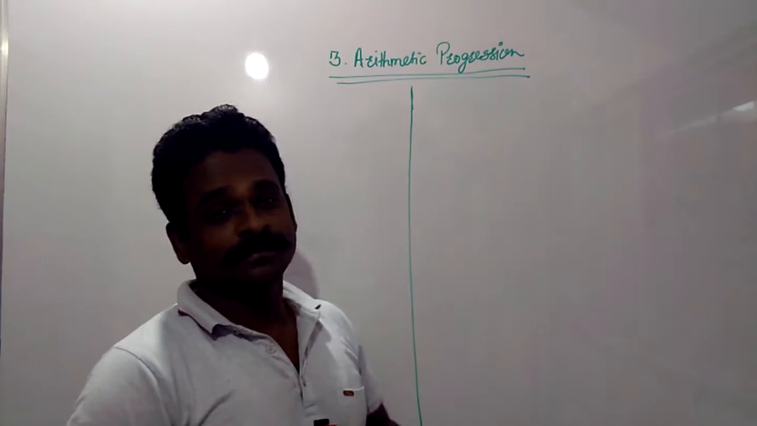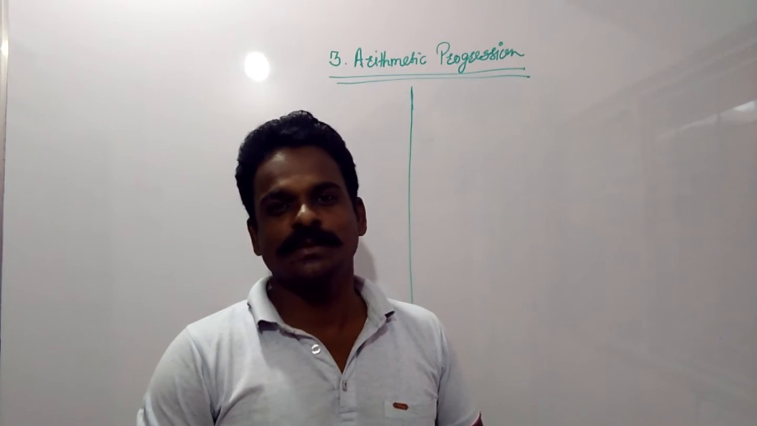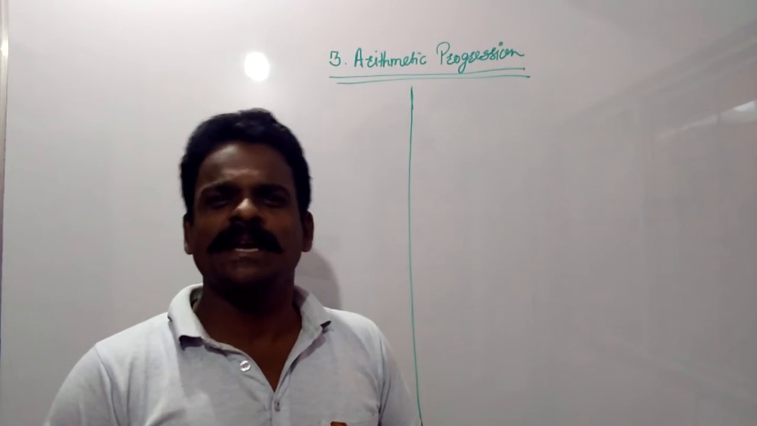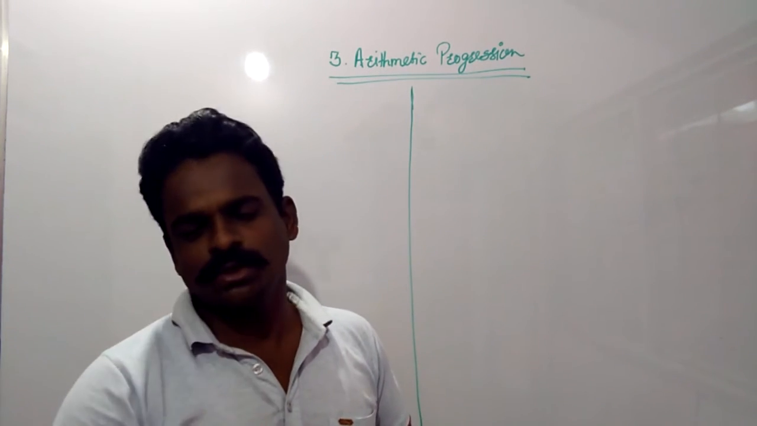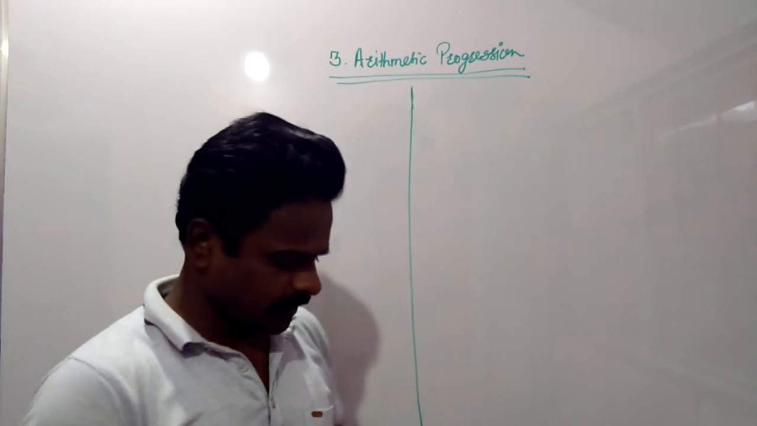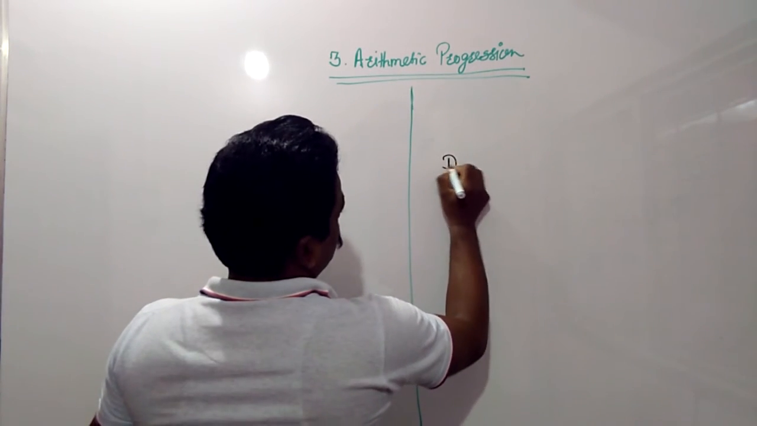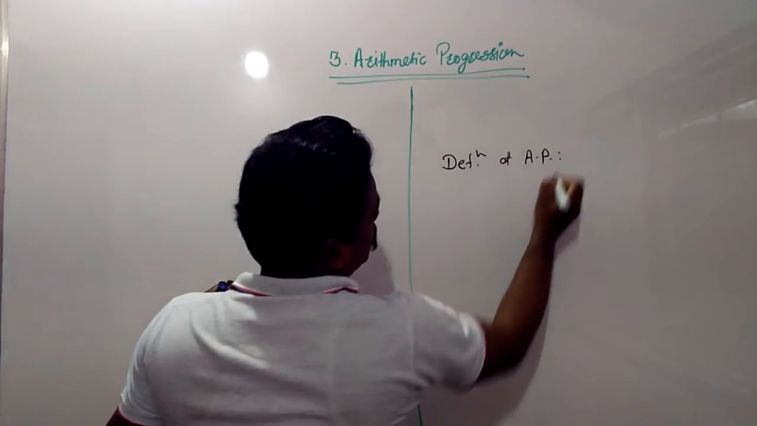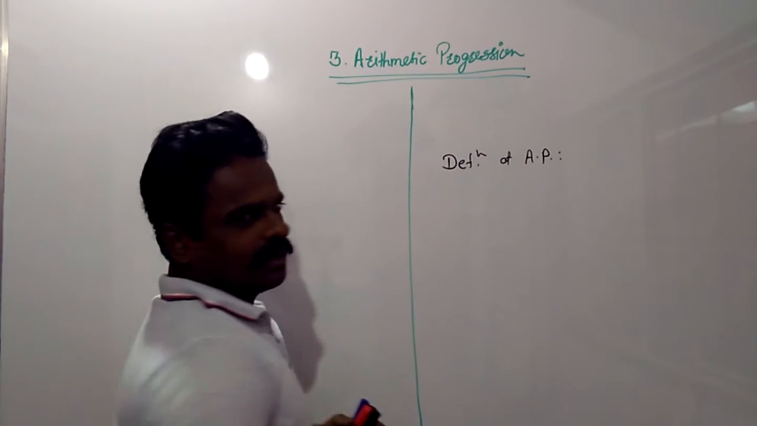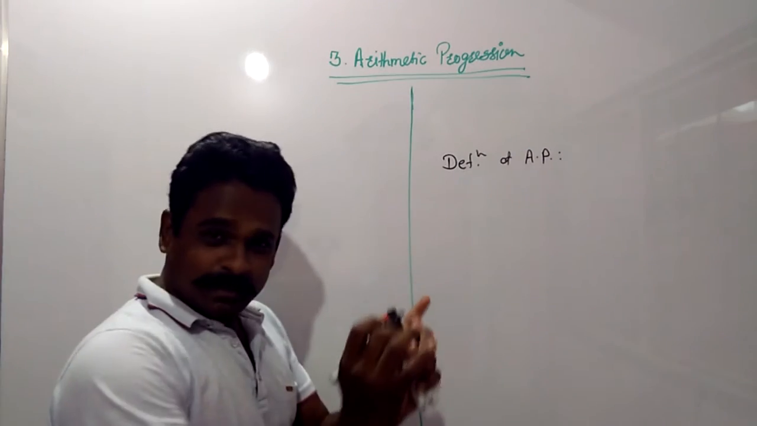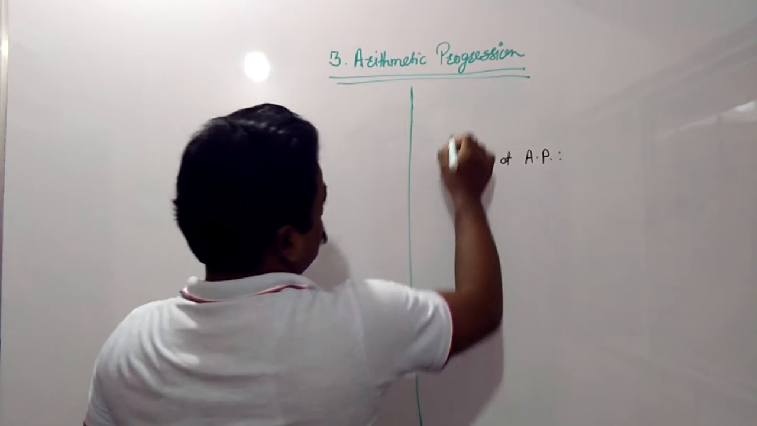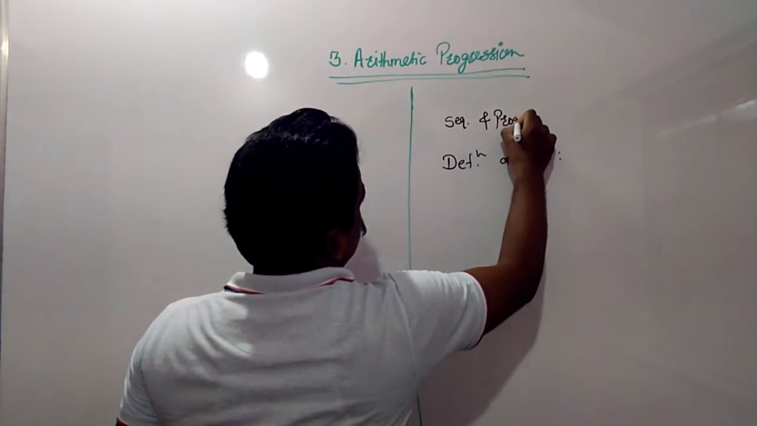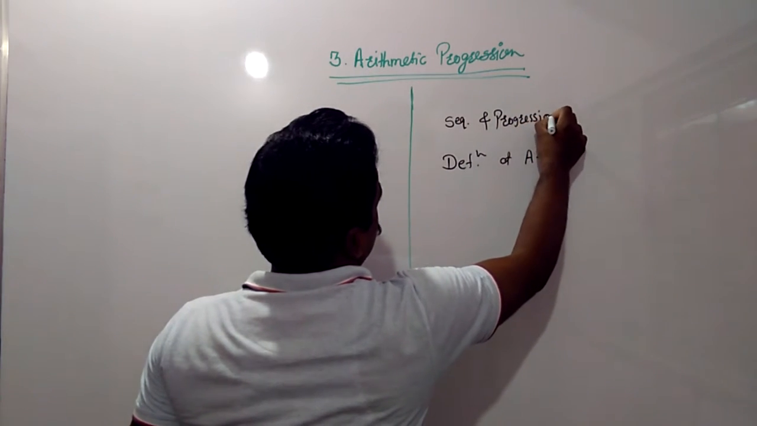Today again with the arithmetic progression we will proceed further. In the last lecture we had been discussing the definition of arithmetic progression. Before that we had discussed the difference between sequence and progression.